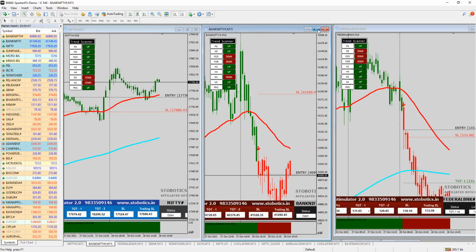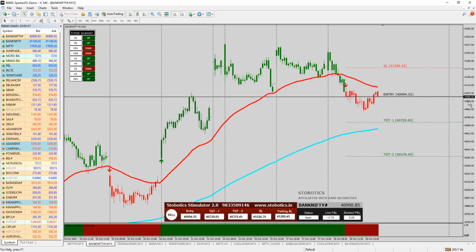This is Bank Nifty. See this, Bank Nifty is weaker than Nifty for Monday. A stop loss is very small again, like 190 points, so 200 points stop loss over here. So Nifty is on a buy side, Bank Nifty is still on a sell side.